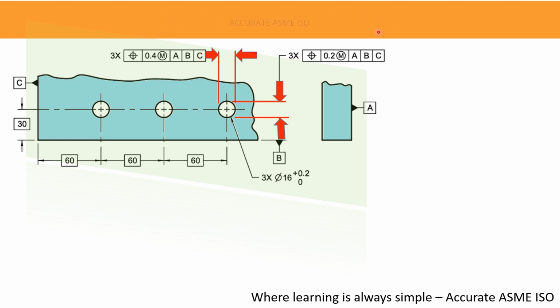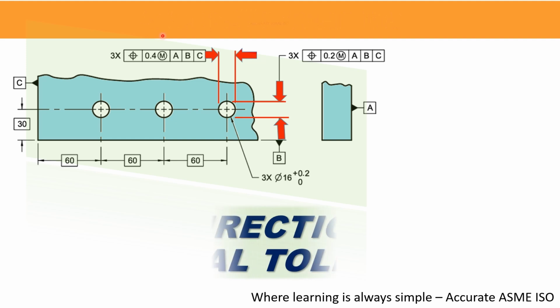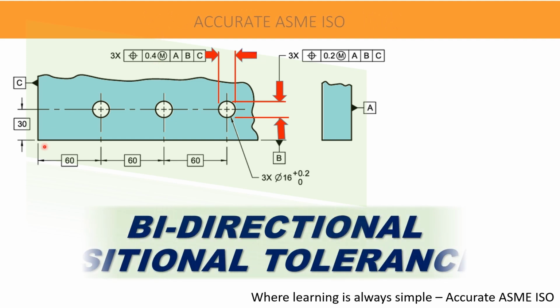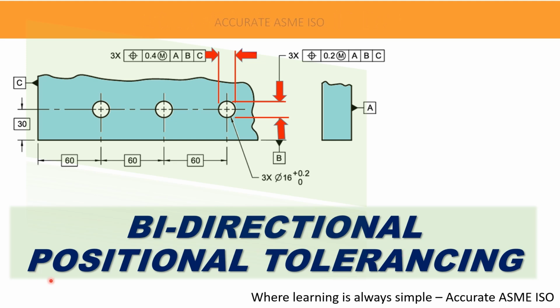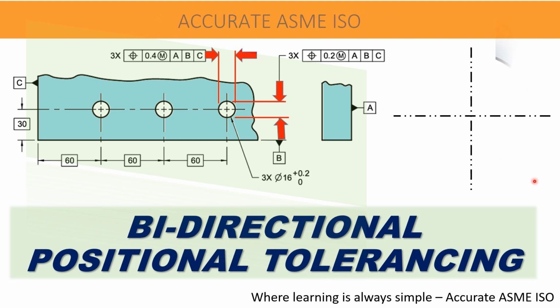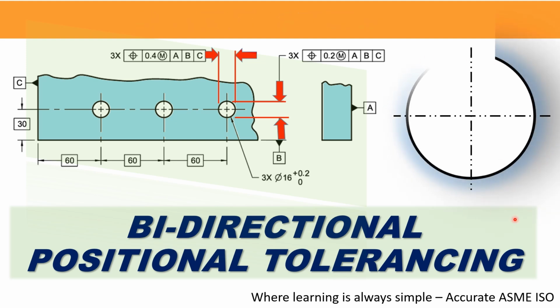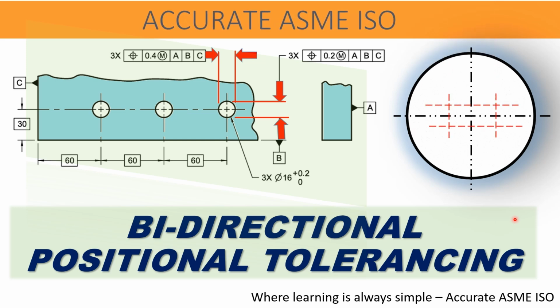Accurate ASME ISO. Many times we cannot apply circular or diametrical tolerance zones for circular features of size, particularly when tolerance values are different in different directions. What provision to show on the drawing, and why should the plus-minus method not be used? Let's deep dive to get all the answers.